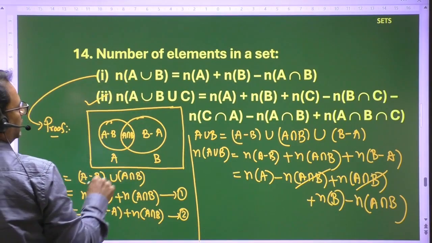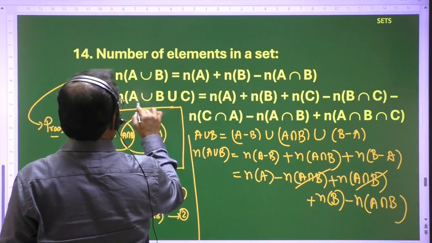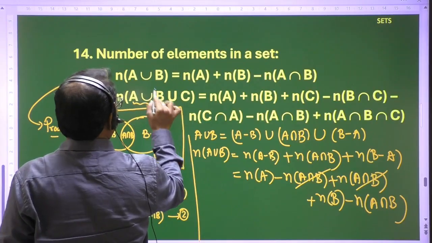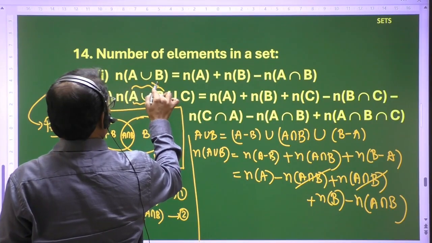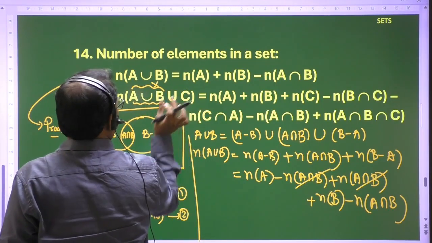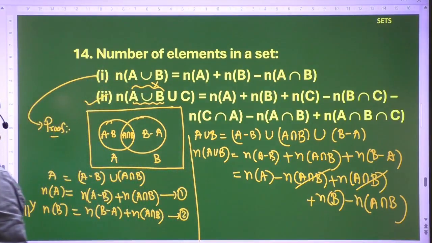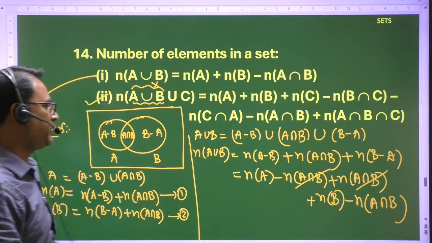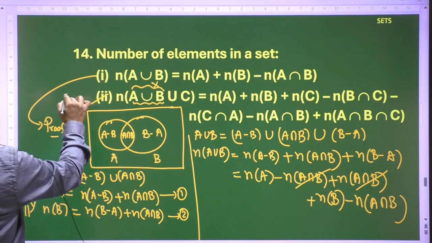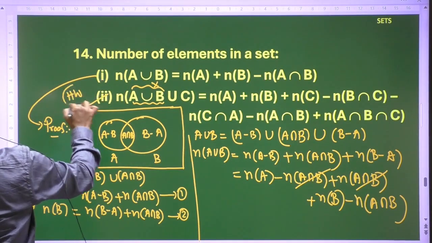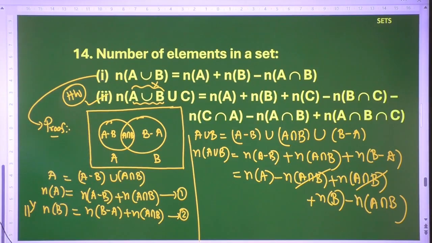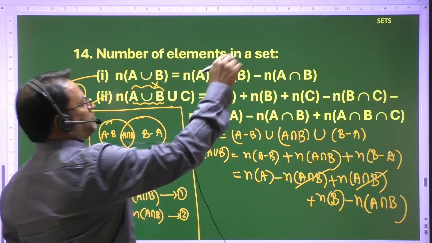The third result is a consequence of the first one. What you have to do is consider A union B as the X set. Now this is X union C. You should apply this result repeatedly two times, and you will get this third result. So this is your homework, try to solve this one. Our theory portion is completed here. In the next class we will do the problems.